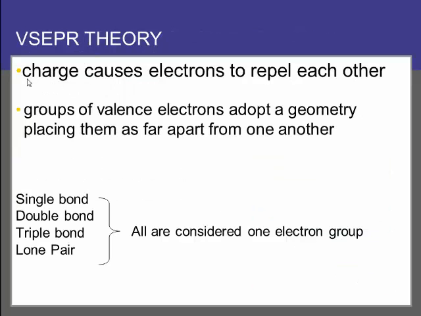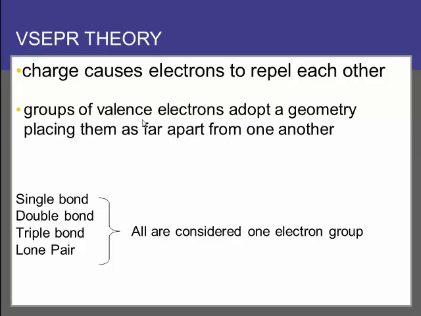VSEPR theory states that the charge of electrons causes the pairs of electrons to repel each other. So the groups of valence electrons will adopt a geometry placing them as far apart from one another as possible. If there are only two groups, they will be placed as far apart from one another relative to the central atom, which is essentially on opposite sides of the atom, 180 degrees removed.